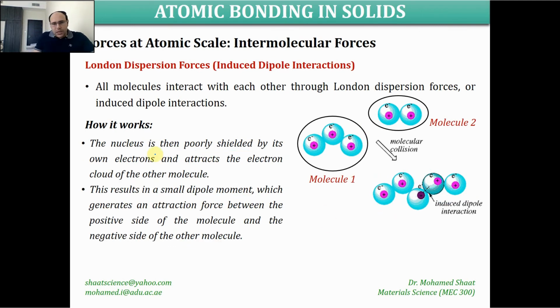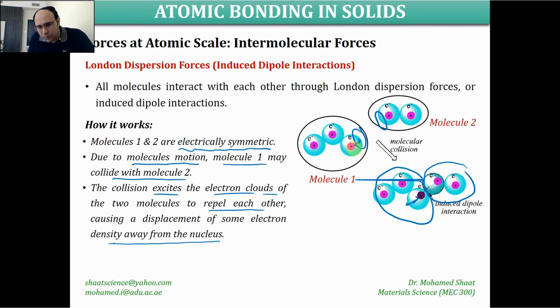So the nucleus is then poorly shielded by its own electrons and attracts the electron cloud of the other molecule. As we mentioned, it becomes more positive here, so it will attract the negative of the other molecule. And by the way, the same is happening for the other atom. So this is what happened for this atom, that this electron moved back, and the same thing is going to happen to the other electrons.